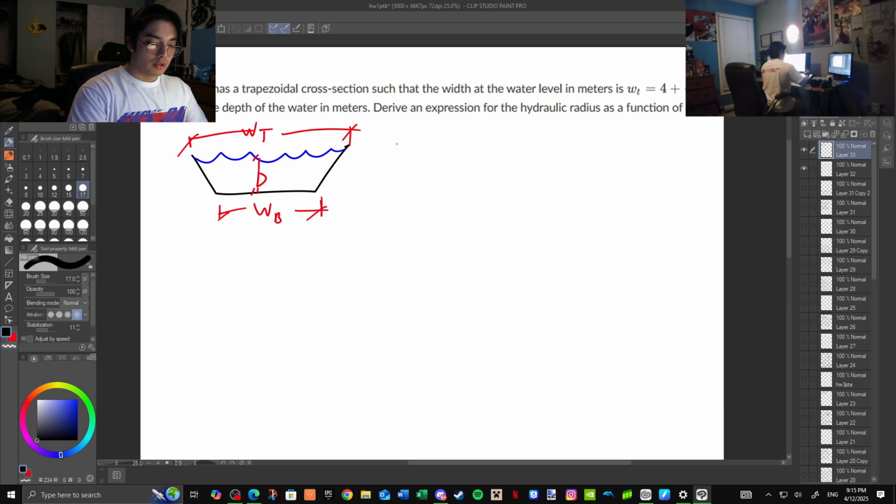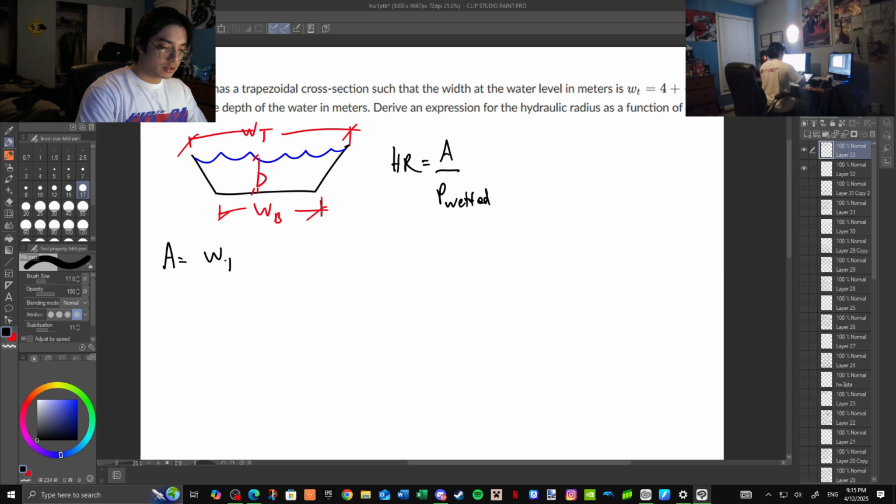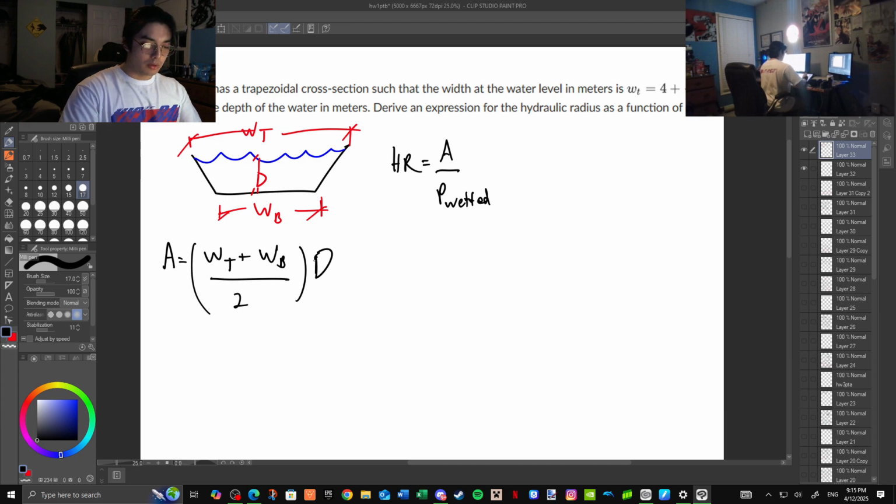And so hydraulic radius is equal to area over the wetted perimeter. So we need to find two variables in this question. I'm going to start with the area. The area of a trapezoid is just the average of the width of the top plus the width of the bottom, multiplied by D for the height. We're given that the width at the top is 4 plus D over 4, so we're just going to substitute that in for the area.